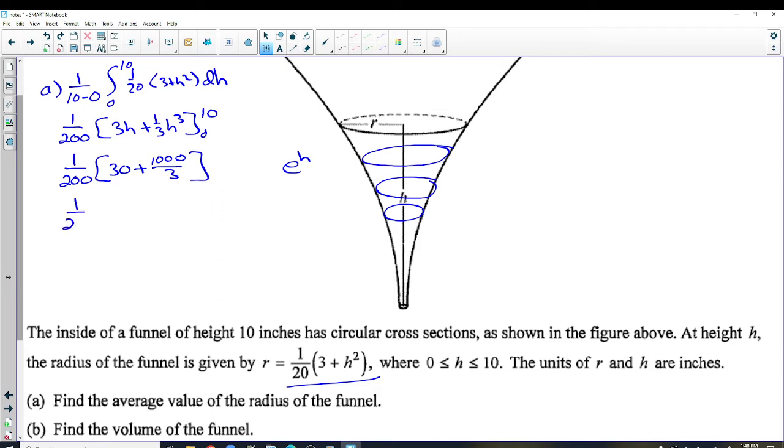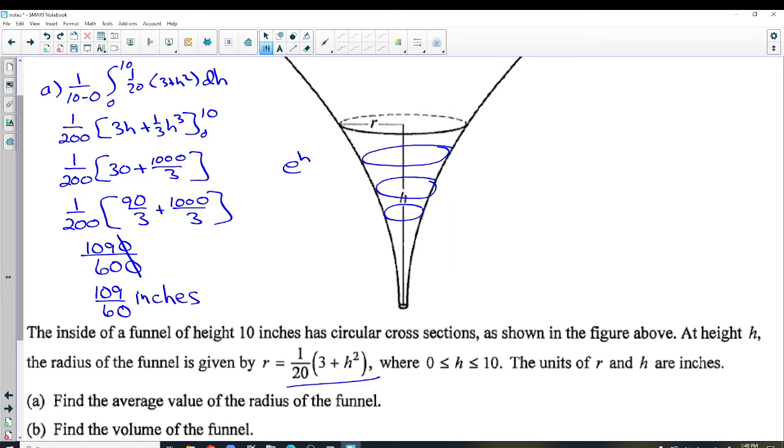All right, let's finish this out. I don't finish these very often now, so we might as well do one here. 90 thirds plus 1,000 thirds. So we're looking at 1,090 over 600. We can divide top and bottom by 10, so the answer the rubric gets is 109 over 60. And let's get units: inches, average value in inches, because it's the average value of the radius. Radius is linear, so just inches. Like I said, this one really has nothing to do with related rates.